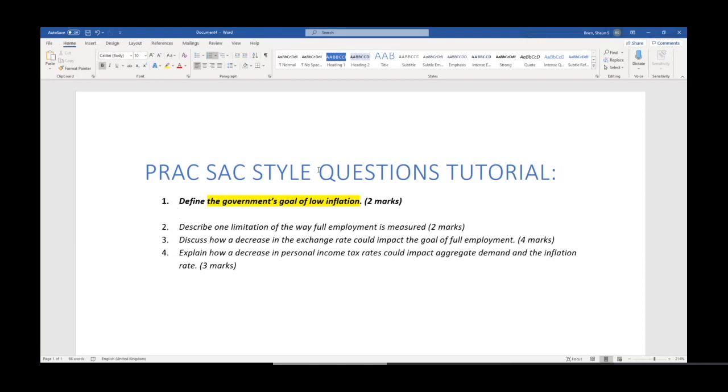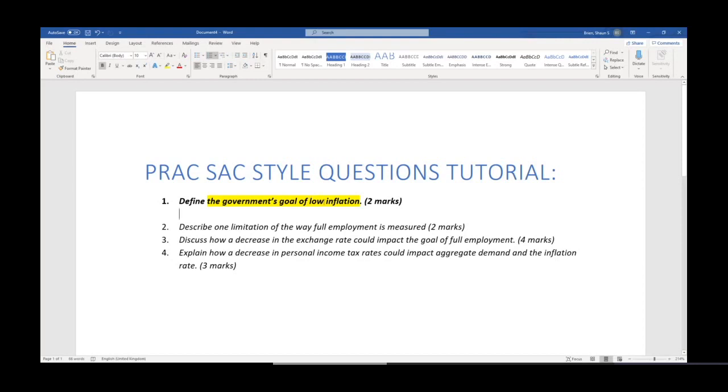So we're going to look at 4 of them here, just go through them, talk about the mark allocation first, talk about how I'd plan them out, and then write up a sample answer for them that should hopefully get the full marks. So the first one we're going to look at here is to define the government's goal of low inflation.